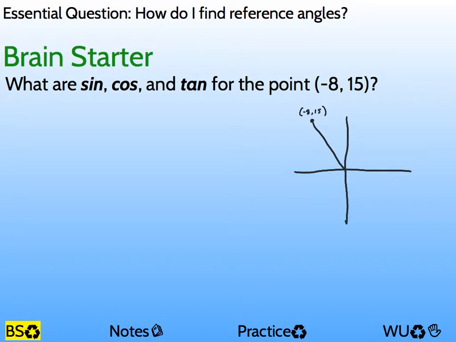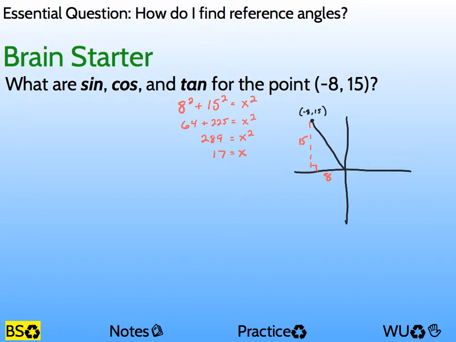This brain starter asks you to find sine, cosine, and tangent when the point is negative 8, 15. The first thing you should do is create a right triangle out of this. Now, since negative 8 is the x value, that would mean that this side is 8, and the height here is 15. So, in order to find the hypotenuse of this triangle, you have to use the Pythagorean theorem.